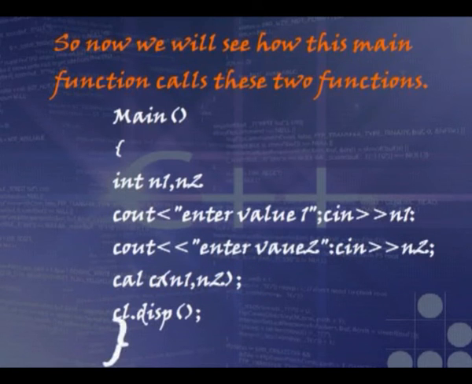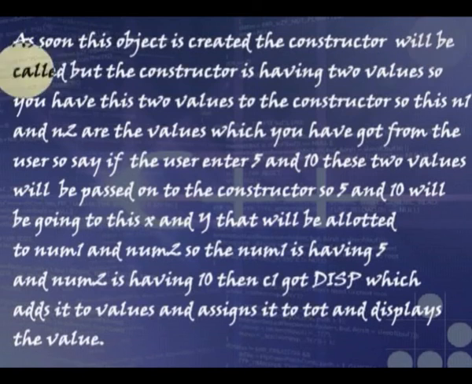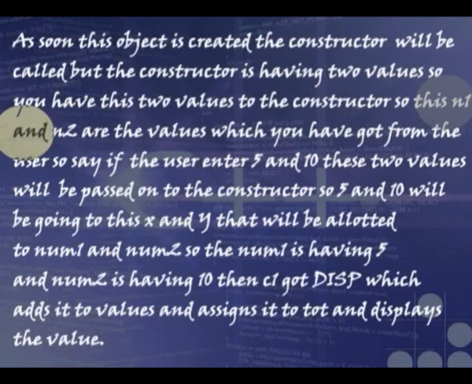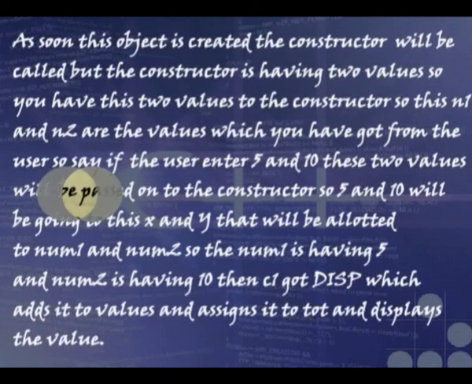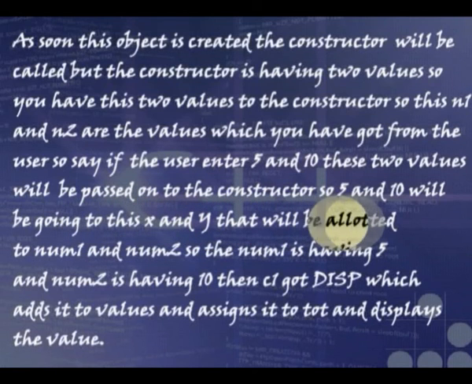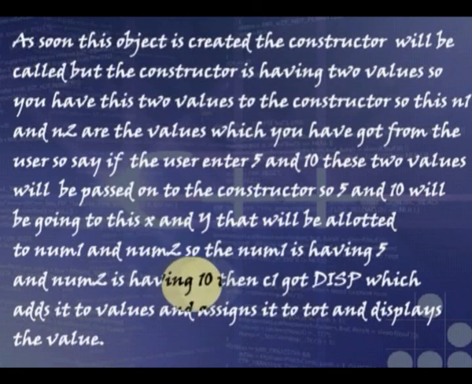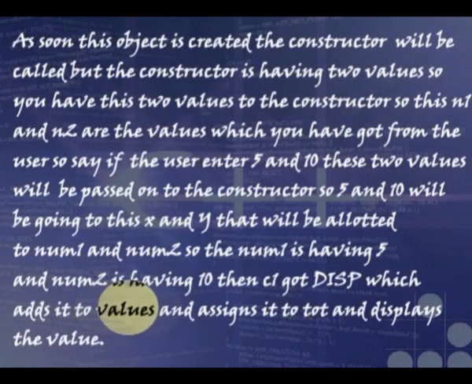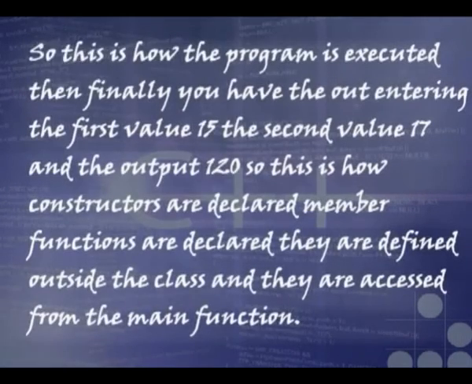As soon as this object is created, the constructor will be called, but the constructor is having two values. So, you have to pass those two values to the constructor. So, this n1 and n2 are the values which you have got from the user. So, say if the user has entered 5 and 10, these two values will be passed on to the constructor. So, 5 and 10 will be going into this x and y, that will be allotted to num1 and num2. So, now num1 is having 5 and num2 is having 10. Then c1.disp, which adds the two values and assigns it to tot and displays the value. So, this is how the program is executed.